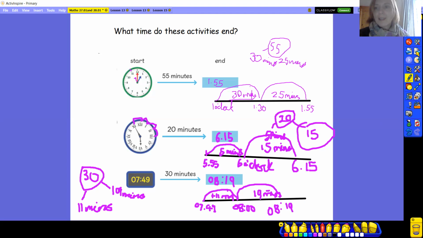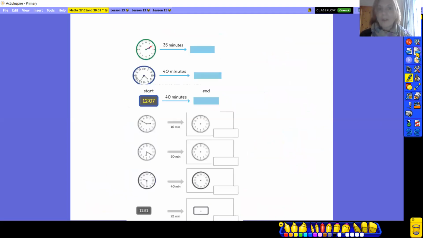All right? So when you're doing that, it's easiest to jump to the nearest hour, then add any minutes you've got remaining. So that's what I've been doing, but you do need to know your number bonds. So the first thing you need to do is work out how many minutes you need to jump to get to the nearest hour. Let's have a look at today's task.